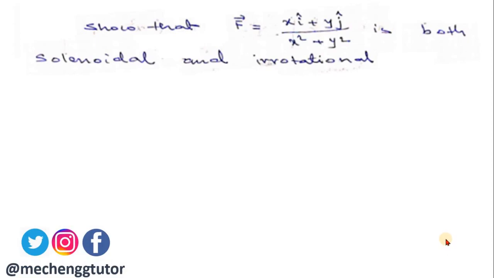Next example: show that F bar is equal to (xi plus yj) upon (x square plus y square) is both solenoidal and irrotational. So consider F bar and express it in terms of two terms. Splitting the term, we get x upon (x square plus y square) into i plus y upon (x square plus y square) into j. We denote these as F1 and F2, where F1 is x upon (x square plus y square) and F2 is y upon (x square plus y square).